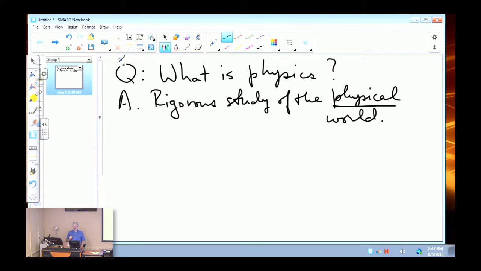Okay, the physical world. Well, that's a partial answer, but the problem is it doesn't really explain. It's not a complete answer because it involves the use of the word physical, which is a bit overlapping with the question, what is physics? So a complete answer really must rely on an understanding of what is a physical thing.